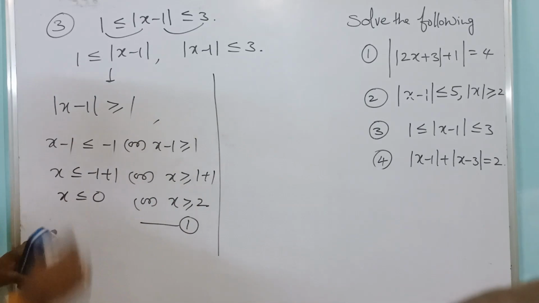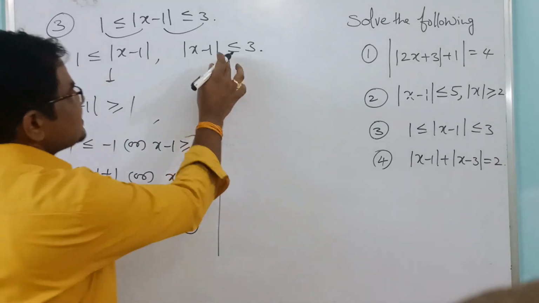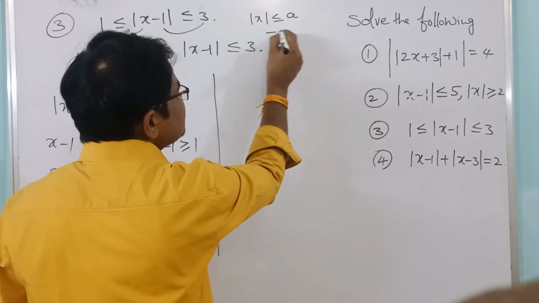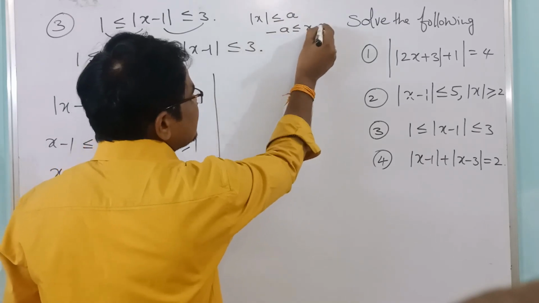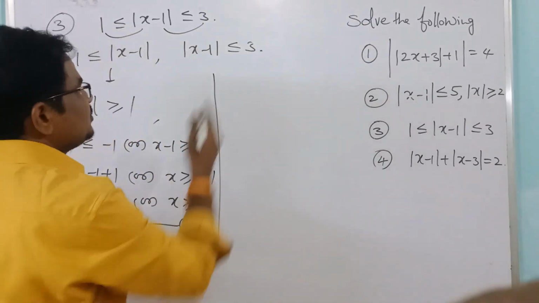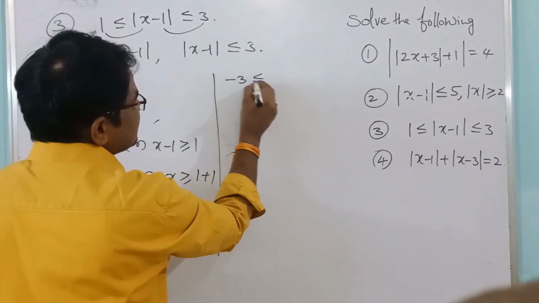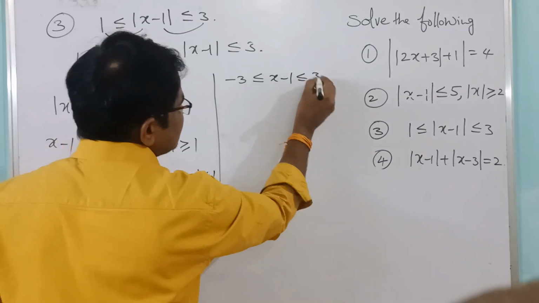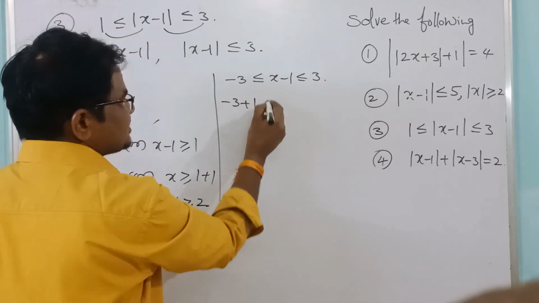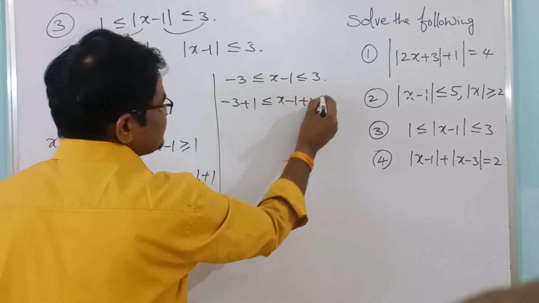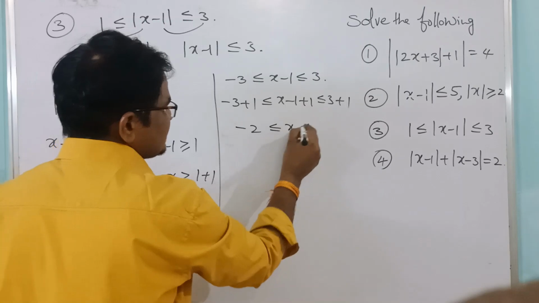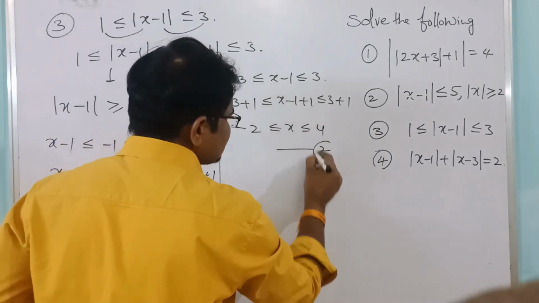Next come to the second one. That is in the form of |x| less than or equal to a. This can be written as minus a less than or equal to x less than or equal to a. By that form, we write it as minus 3 less than or equal to x minus 1 less than or equal to 3. Now simplify this one. Adding plus 1: minus 3 plus 1, x minus 1 plus 1, less than or equal to 3 plus 1. So minus 2 less than or equal to x less than or equal to 4. Take this as equation number 2.